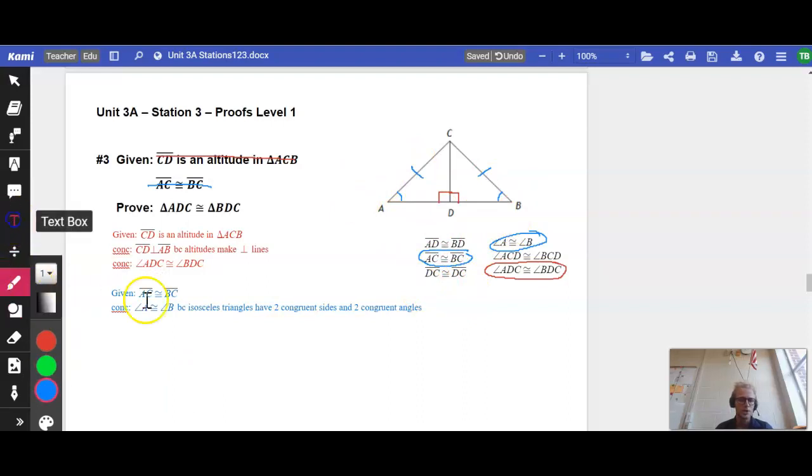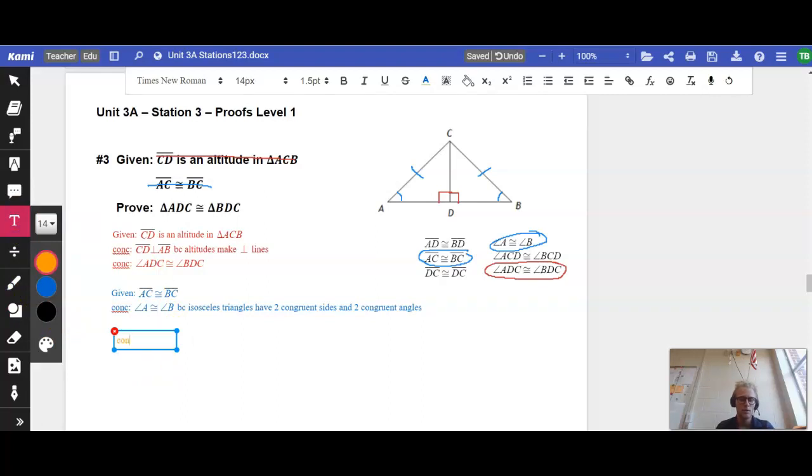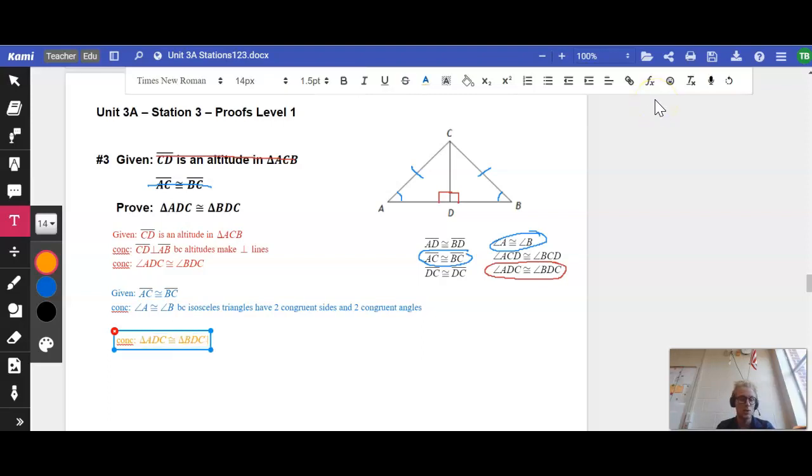And I do. So my final conclusion here is that triangle ADC is congruent to BDC because of what? Angle, angle, side. And there you go.